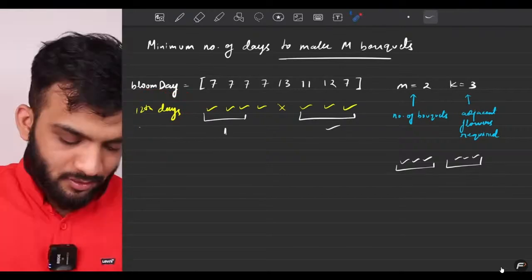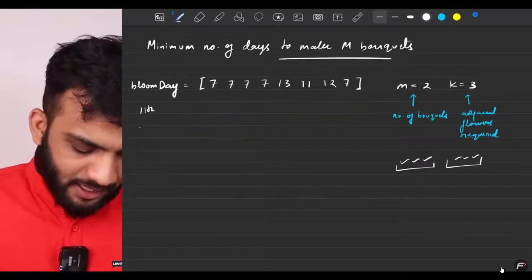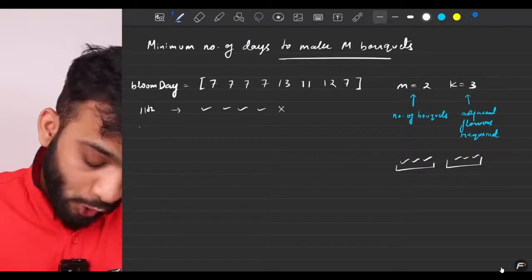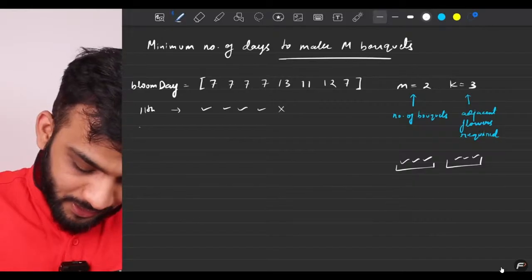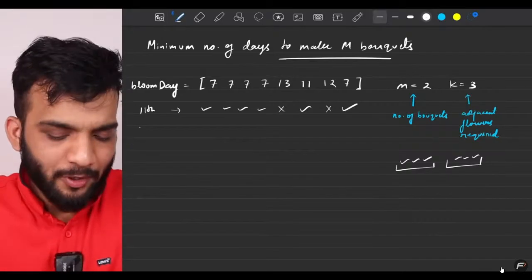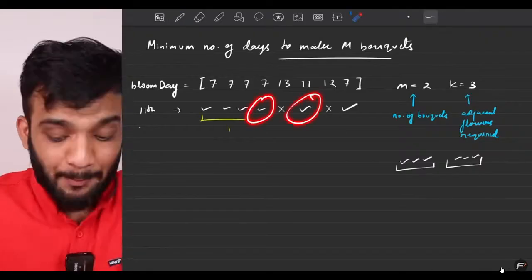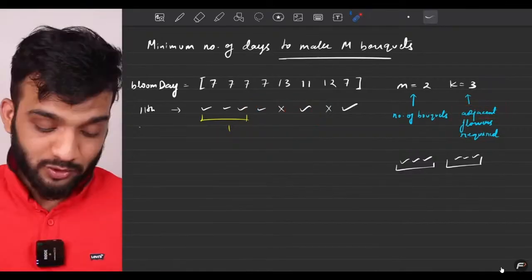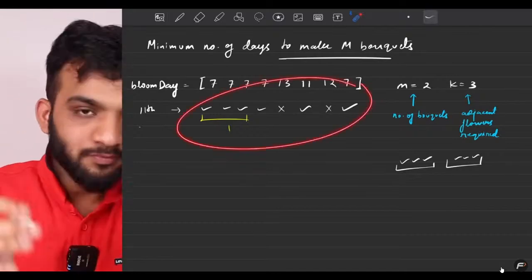Can I get anything better than this? Let's try it. Let's take the 11th. So if I take the 11th, this one will be bloomed, this one will be bloomed, this one will not be bloomed, this one will not be bloomed, and this one will be. Can I make 2 bouquets? Let's see. 1 I can surely make. Can I make another one? No. I have 3 separate flowers, but the point over here is you need 3 adjacent flowers, so not possible. So it is not possible to make it on the 11th day.